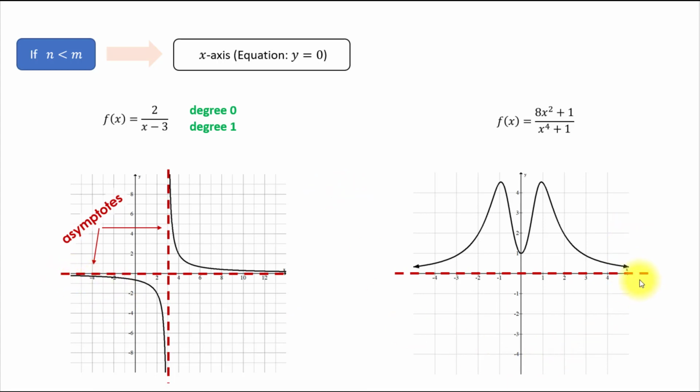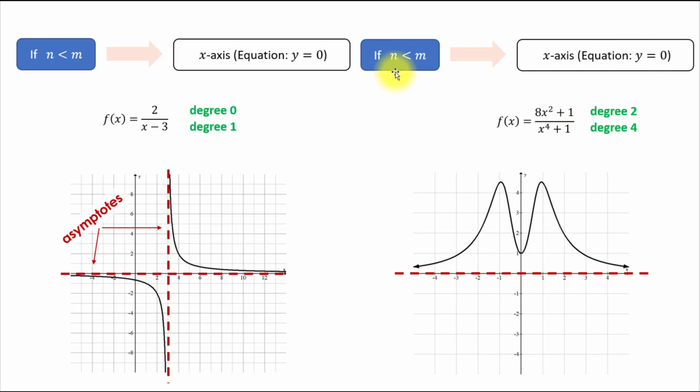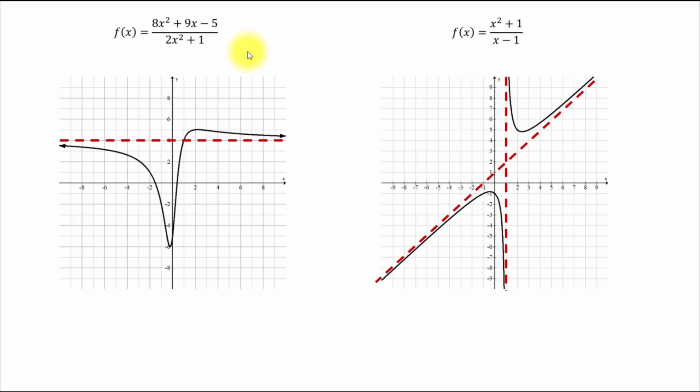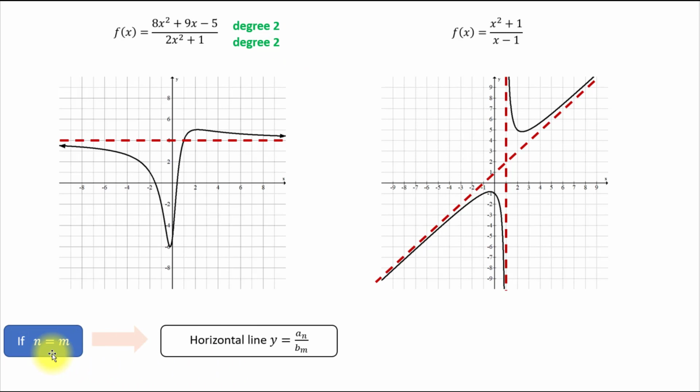Let's look at the second graph. It also has a horizontal asymptote. The degree of the numerator is 2, the degree of the denominator is 4, and this makes the same case. n is less than m, so the horizontal asymptote is the x-axis. For function number 3, the degrees of the polynomials in the numerator and denominator are the same. It's degree 2. When degrees are the same, the asymptote is a horizontal line that has this equation, y equals a sub n over b sub m.